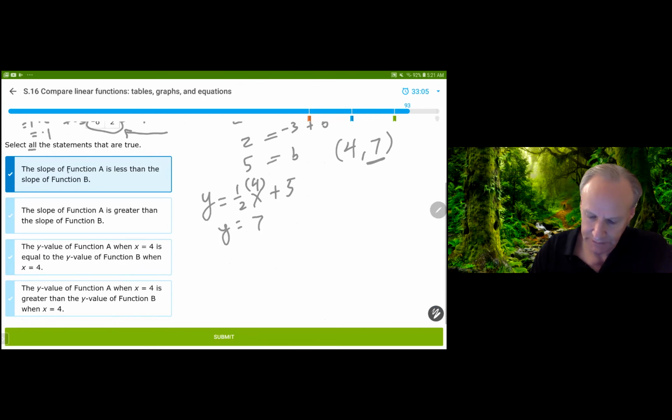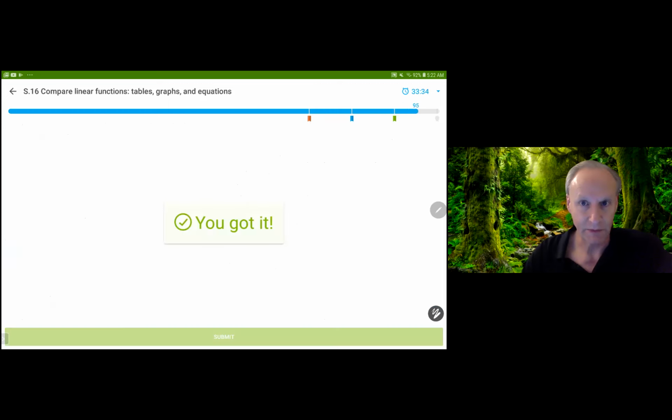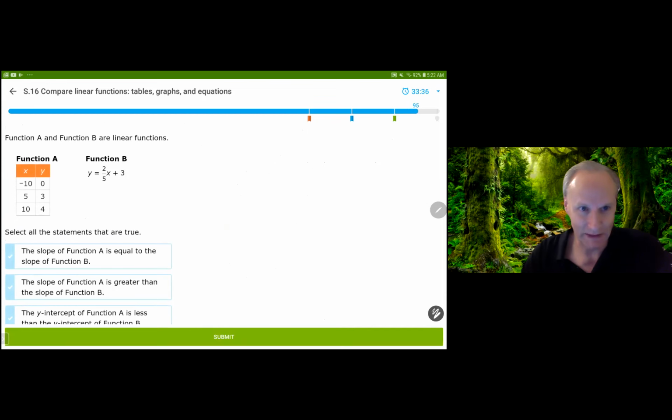Let's see what it says about it. The y value of function A when x equals 4 is equal. Nope. The y value of function A when x equals 4 is greater than function B, and it's not. Neither one of these is true. Now, be careful. A lot of people are going to get to this one and say, oh, they're not equal, so it must be the other one. That's the mistake they make. None of these other 3 statements are true, so I have to submit it the way it is. That's probably what happened when I didn't see the extra at the bottom.